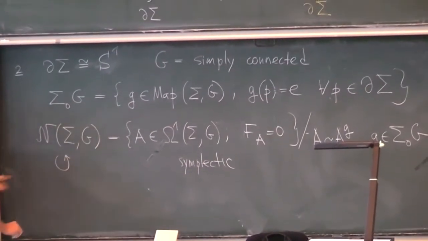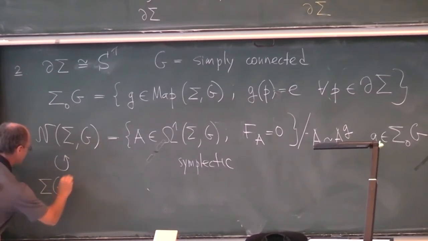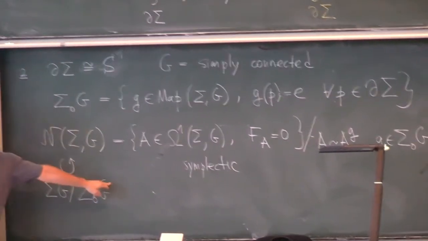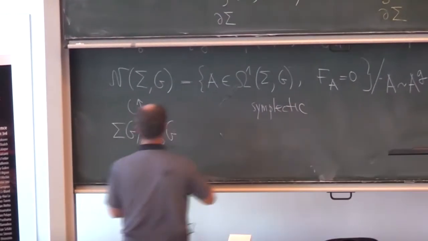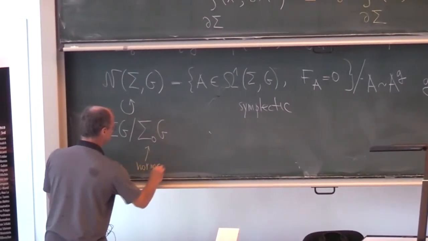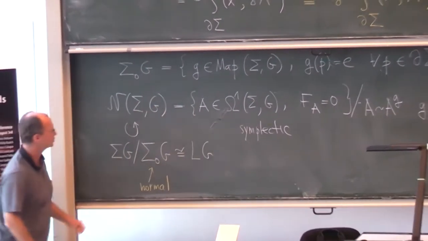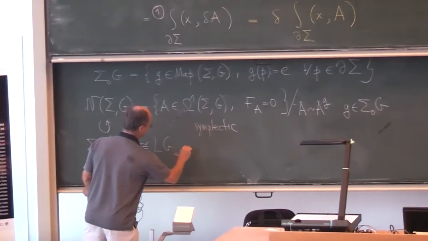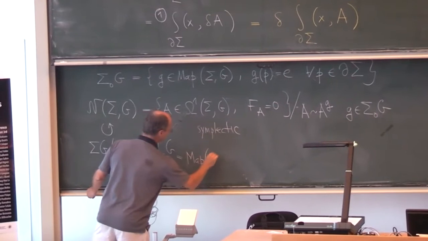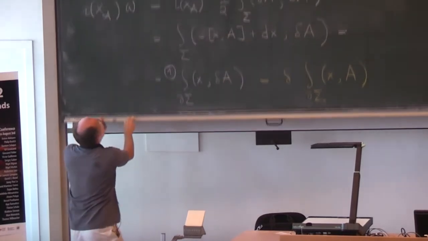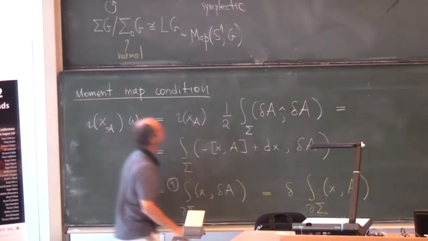Well, notice that here there is an action of the quotient group, sigma G mod sigma naught G. So in fact this sigma naught G is a normal subgroup, and this quotient is isomorphic to the loop group. So these are maps from S1 to G.